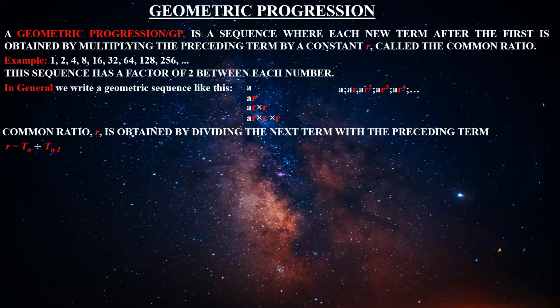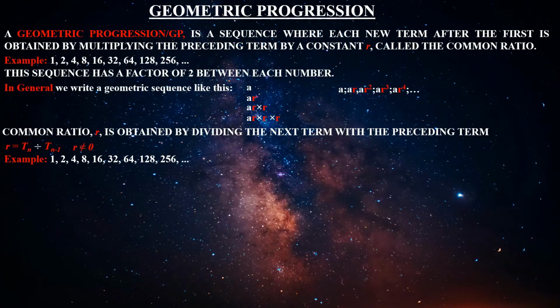Say the 50th term divided by the 49th term, or the 60th term divided by the 50th term, just like that. But the common ratio cannot be equal to 0. You have to know that if you obtain the common ratio as 0, that means that one is going to be wrong. So now let's look at an example.